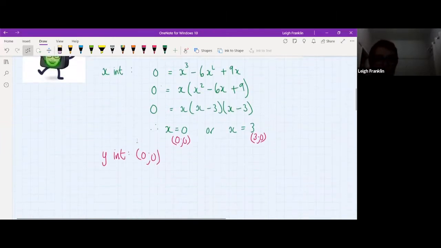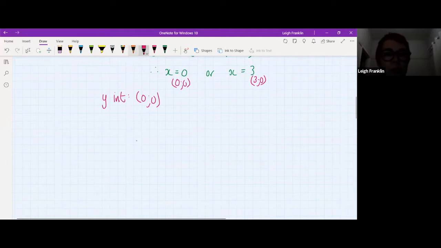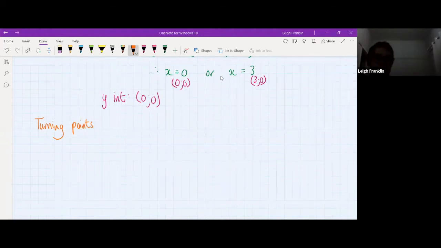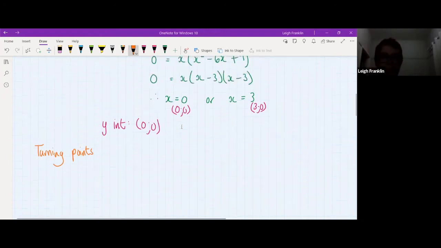Now we're going to work out the coordinates at the turning points next. What is the deal with the turning point? What specific thing do we know about the turning point? Exactly. The first derivative is 0. The gradient is 0. Very, very good, Kanisile. Lovely. The gradient is 0. The first derivative is 0.